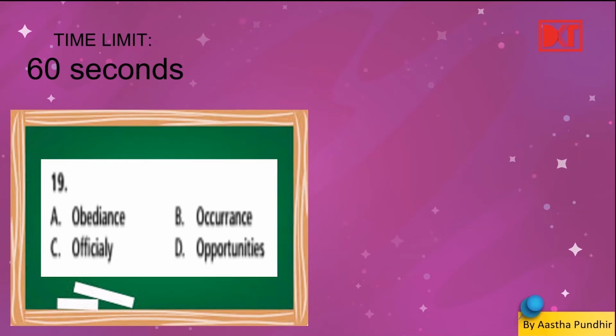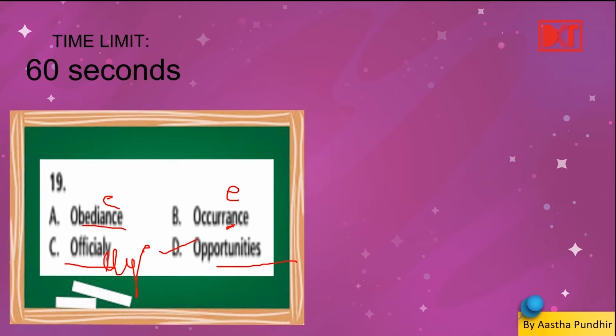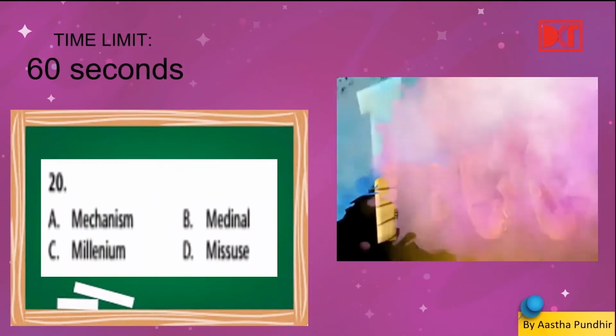Okay, here the correctly spelled word is opportunities, OPPORTUNITIES. Okay, the other words are incorrectly spelled. Here, obedience is correctly spelled as OBEDIENCE, not ANCE, should be ENCE. Then we have occurrence. Now in occurrence as well, the correct spelling is OCCURRENCE. Instead of ANCE, it should be ENCE. Alright. Then officially. In officially, we're supposed to have OFFICIALLY. Alright. So your time starts now.